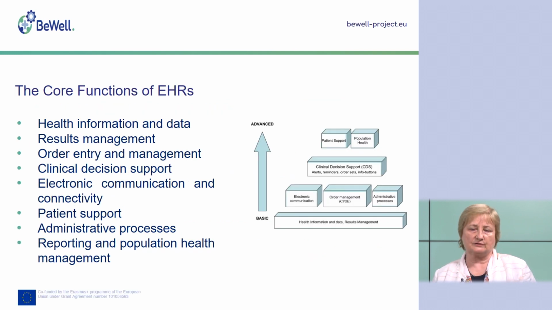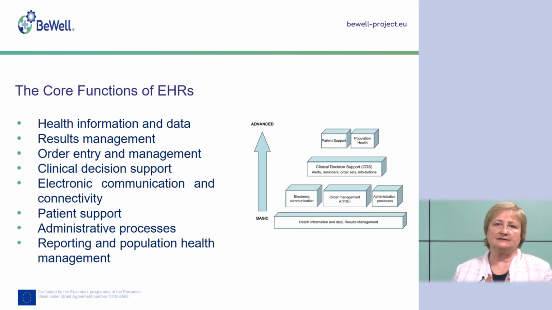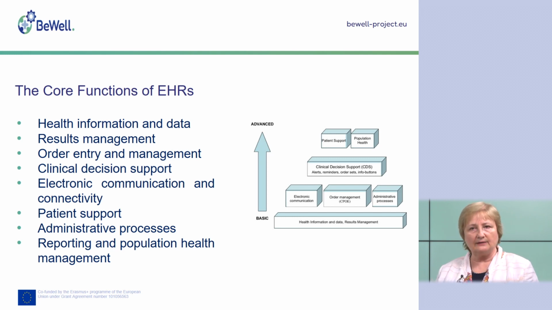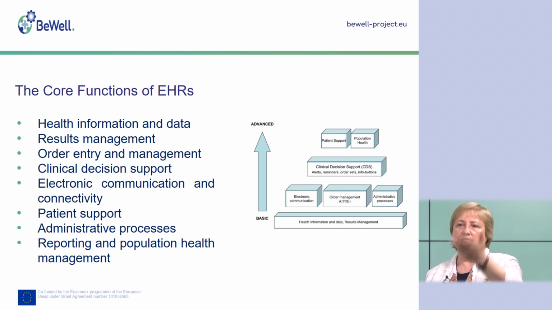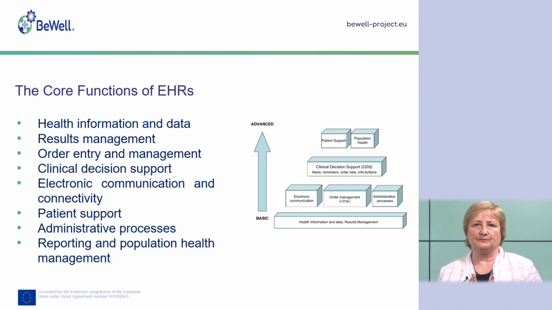The core functions of electronic health records are health information and data, results management, order entry and management, clinical decision support, electronic communication and connectivity, patient support, administrative processes, reporting and population health management. The basic begins with health information and data and goes up to advanced with patient support and population health.